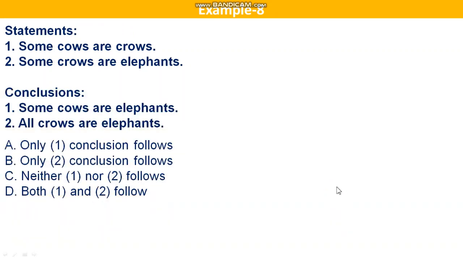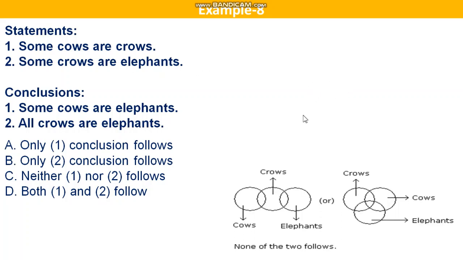Example 8. Some cows are crows. Some crows are elephants. Now how will the Venn diagram be? There are two possibilities. Some cows are crows, some crows are elephants. There is another possibility that some elephants might be crows or some elephants may not be crows. So both possibilities exist. Now let's check how many conclusions follow.